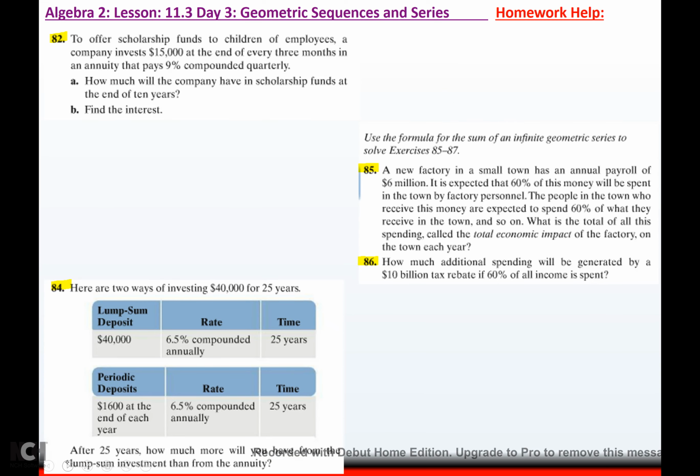Okay, 82, to offer scholarship funds to children of employees, a company invests $15,000 at the end of every 3 months. So again, you're using the payment one, the big annuity one. Your P would be $15,000 at the end of every 3 months, so your N is quarterly. Your rate is 0.09. And for A, they want your time to be 10. Plug them in, get your answer, and then for B, subtract and find your interest.